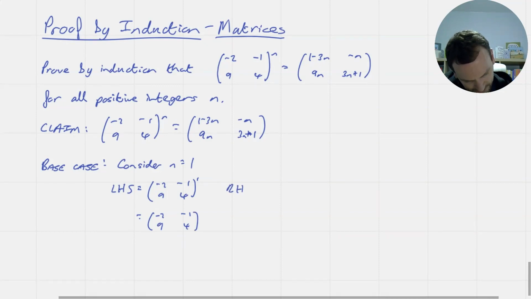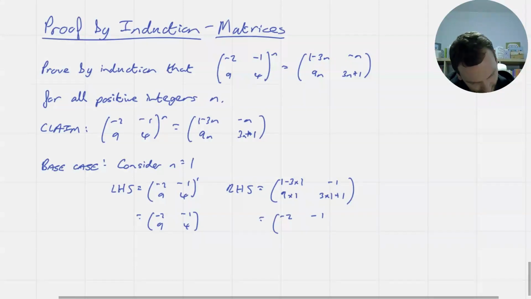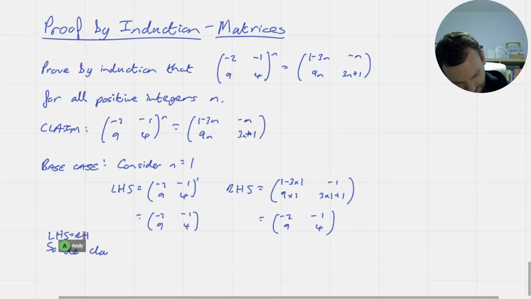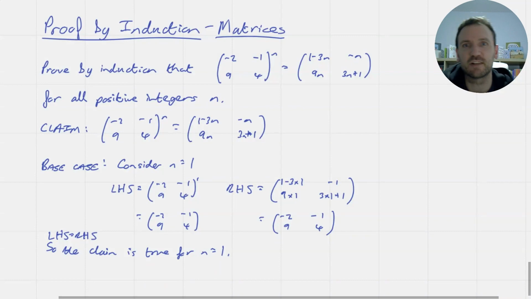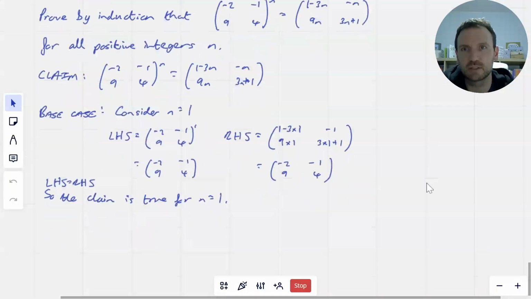The right-hand side is the one where we have to do some calculation, but it's not too bad. It's just 1 subtract 3 times 1, -1, 9 times 1, and 3 times 1 plus 1. When we go through this, as expected, we get (-2, -1; 9, 4). So the left-hand side equals the right-hand side, and the claim is true for n equals 1. So we're just checking the left-hand side and the right-hand side are equal. That's our start.